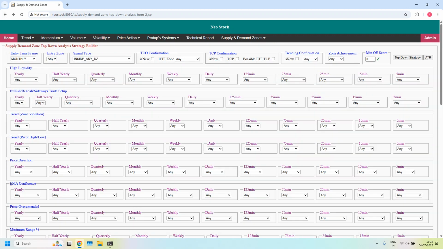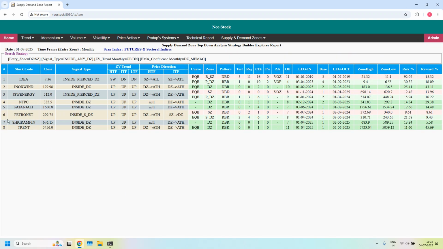Let's filter. At monthly, checking monthly demand zone having monthly EMA. At the same time, trend on the monthly should not be sideways. It can be up or down trend. With these filters, we got 8 stocks. In all these 8 stocks, monthly demand zones are having monthly EMA confluence, and also current price closed inside those monthly demand zones.